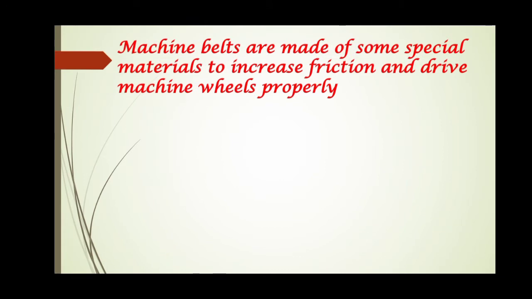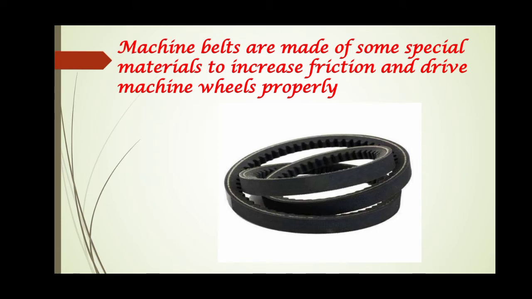Machine belts are made of some special materials to increase friction and drive machine wheels properly. In many machines, like floor mills, belts are used to drive wheels for running the machines. Greater friction is required between the belts and machine wheels so that the belts can drive machine wheels properly without slipping off the wheels. To increase friction, the machine belts are made of special materials for having rough surfaces.